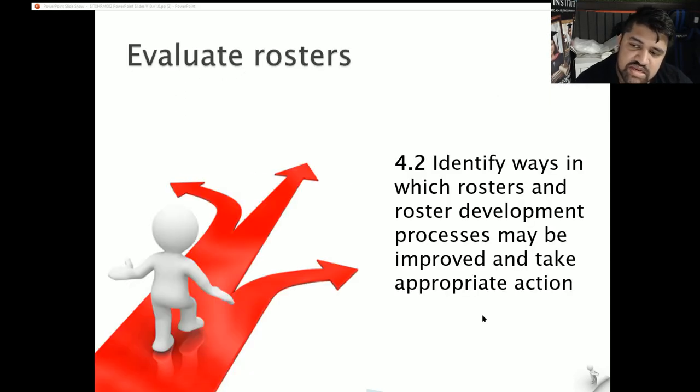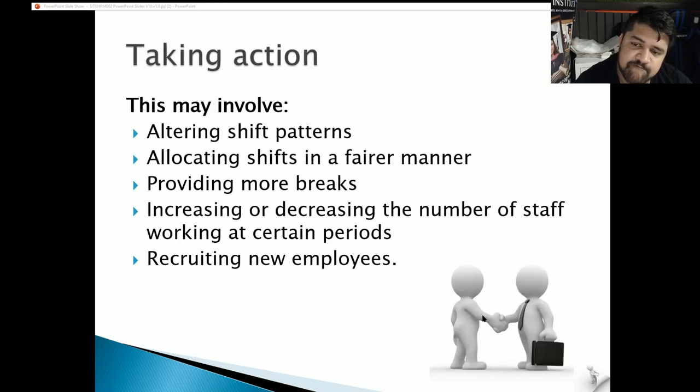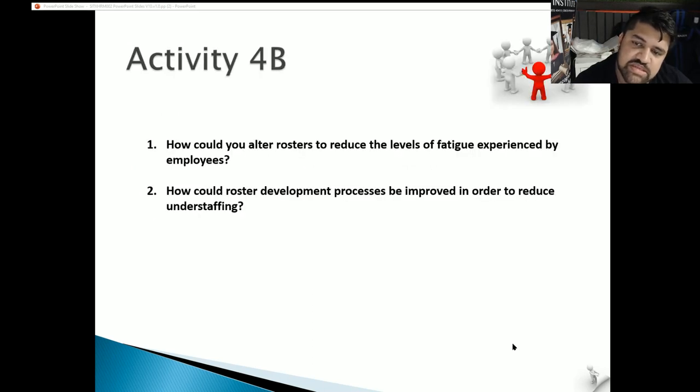So 4.2, identify ways in which rosters and roster development processes may be improved and take appropriate action. Methods of suggesting improvement could include a meeting or briefings through email or a company notice board, in written format through a suggestion box maybe, or through face-to-face conversation. This may involve altering shift patterns, so when you're taking action, you're allocating shifts in a fairer manner, providing more breaks, increasing or decreasing the number of staff working at certain periods, or recruiting new employees.